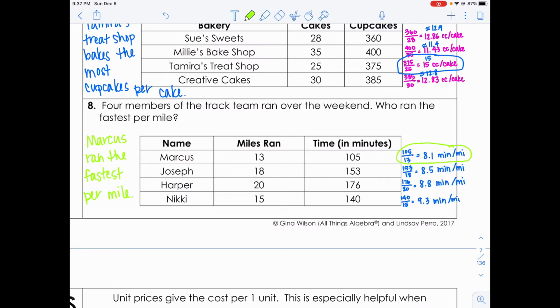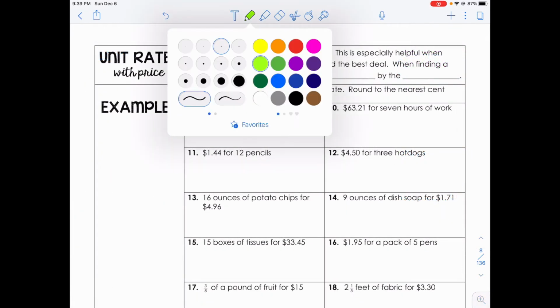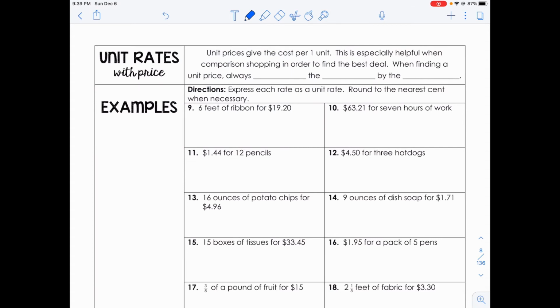All right, go ahead and flip it over to the back. All right, now we're on the back. We are going to talk more about unit rates with price. Unit rate prices give the cost per 1 unit. This is especially helpful when comparison shopping in order to find the best deal. When finding a unit price, we always divide the price by the quantity.